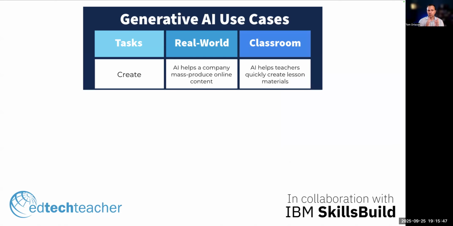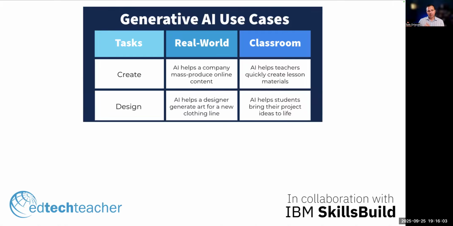But first are the creation tools, right? So say a company uses an AI tool to create online content or to bolster their online content. Well, a teacher could also use some of those same tools to create lesson materials for class. Say they're in the real world, using a tool to design, right? So designing art for a new clothing line. Well, a teacher could also use some of those same design tools to help bring projects to life in the classroom.